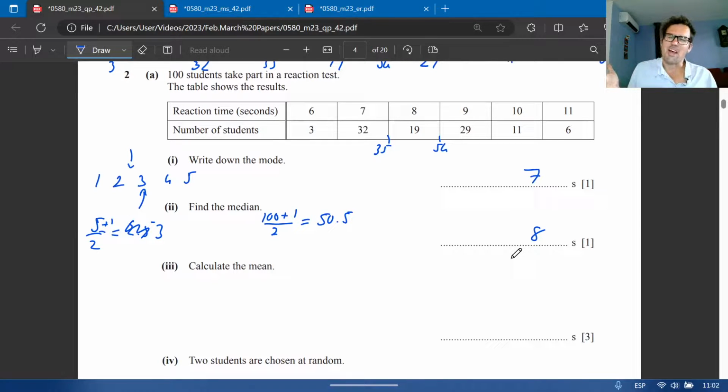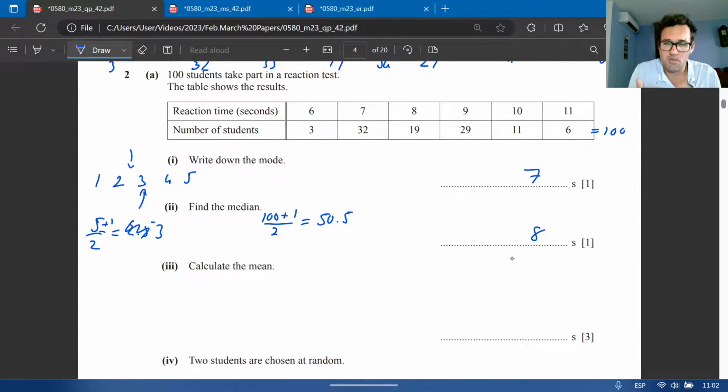This is where we have to add up everything and divide it by how much there is. Okay, we already know the number of students. If we add up that row, that will equal 100 because they told us. But check it, yeah? Are we going to add these seconds up? The 6 plus 7 plus 8 plus 9 plus 10, 11.